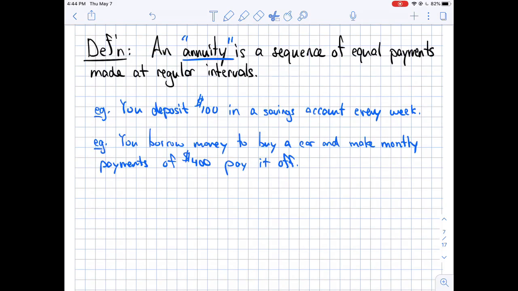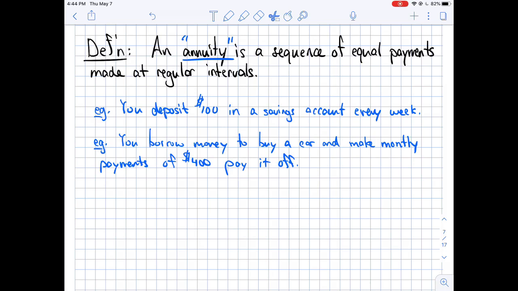Now, on the other hand, perhaps you borrow a lump sum amount of money and then you're going to be making payments onto that account. So you're making payments, let's say, of $400 every month to pay it off. That would also be an example of an annuity.